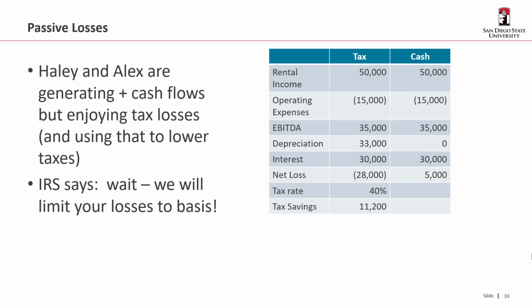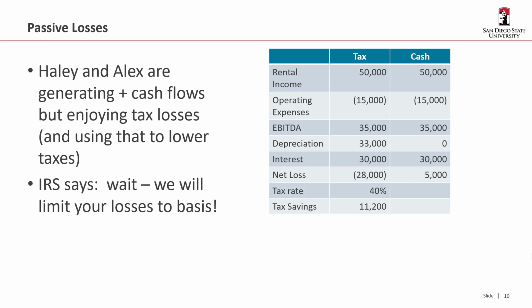So first, let's focus on the cash column, right? So rental income, $50,000, $15,000 of operating expenses. That's earnings before interest, taxes, depreciation and amortization of $35,000. Then it pays for the interest on the mortgage and ends up with $5,000 of positive cash flow.